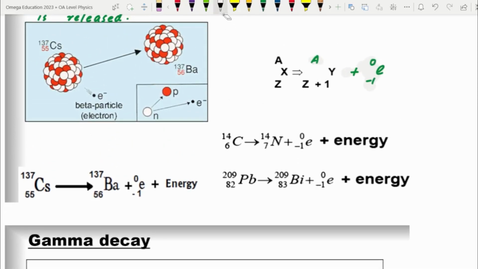So we can take a look at some of the examples here, like for example this one. They would give you the equation and ask you to complete it. Also, in the very first one you can add the energy as well, because be it alpha decay, beta decay, or gamma decay, there would be a release of a vast amount of energy. So you have this carbon nucleus, C-14 with atomic number 6. This is not the standard carbon that you're familiar with, C-12.